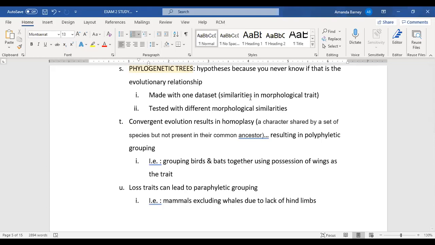Okay, well, we're going to put these two species together as sister taxa because they both have wings. But now we're going to take this phylogenetic tree that has them as sister taxa, and we're going to compare it to this other morphological tree that compares the bones in the wings. Now that we've compared this phylogenetic tree with them being sister taxa to this other tree, we can see that they're not sister taxa because the bones in the wings are completely different.